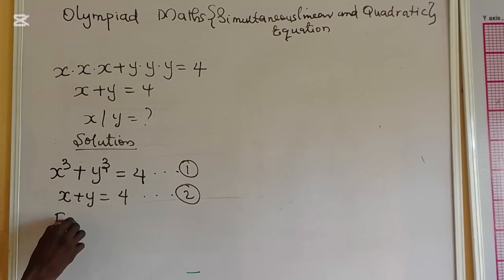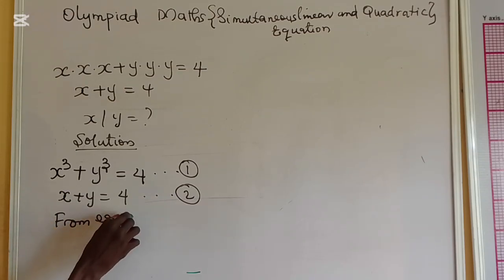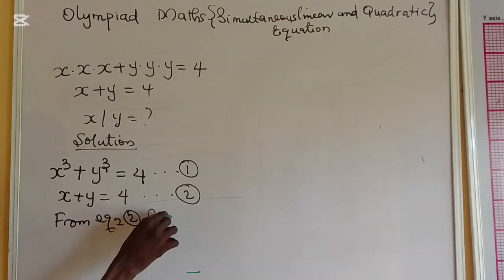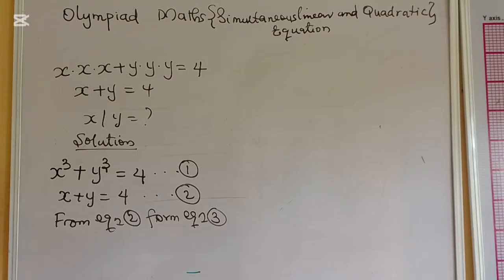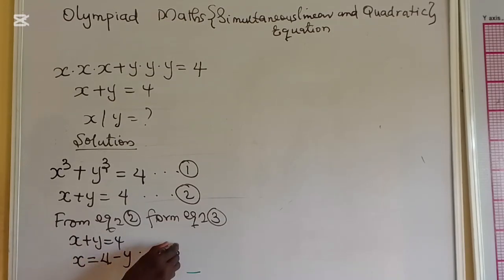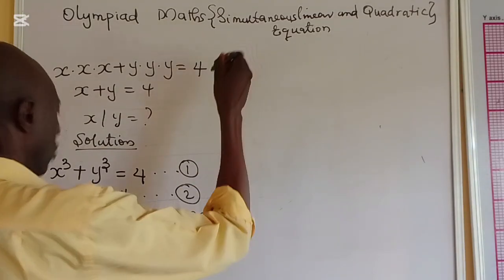From equation 2, let us now form equation 3. So equation 3 says x plus y is equal to 4. I want to make x the subject of the formula, so here will be 4 minus y. I will call this equation 3. I will put equation 3 into equation 1.